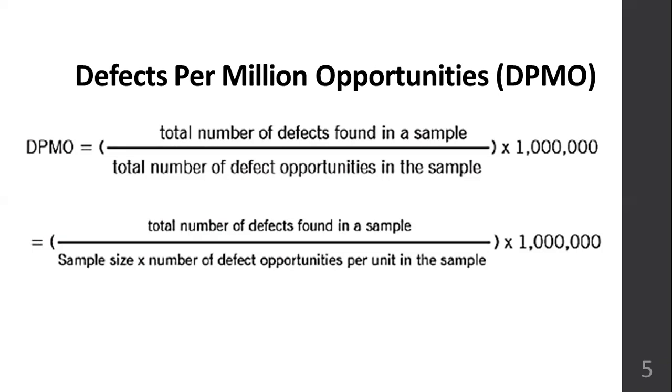Then there is DPMO, defects per million opportunities. It has another name also, NPMO, non-conformities. It's not a defect maybe, but it's not up to the standard in how the opportunity or a process should function. That is non-conformity. Another name is defect. A defect is a mistake. Non-conformity is not a mistake, but it's not up to the standard.